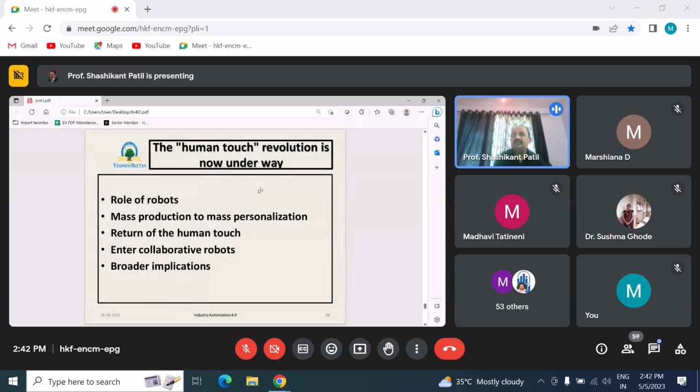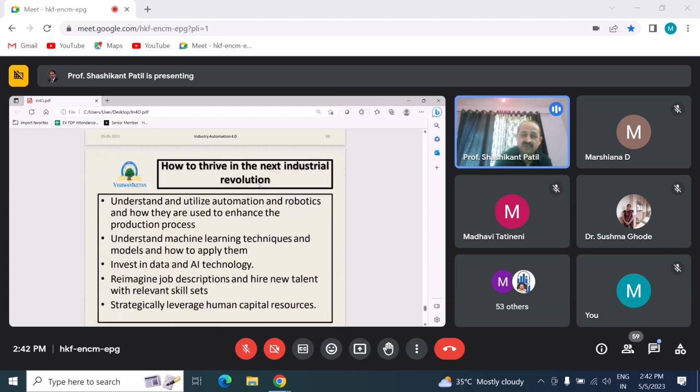If Industry 5.0 is coming up, the role of robots and cobots will be there. There will be mass production and also mass personalization. Then the return of human touch will be there. Cobots will come and it will have broader implications. It will naturally be superior, more fruitful and more productive than Industry 4.0.